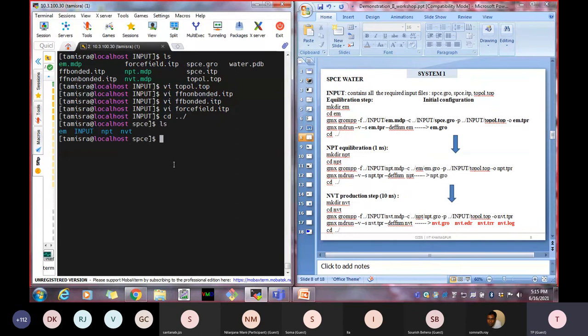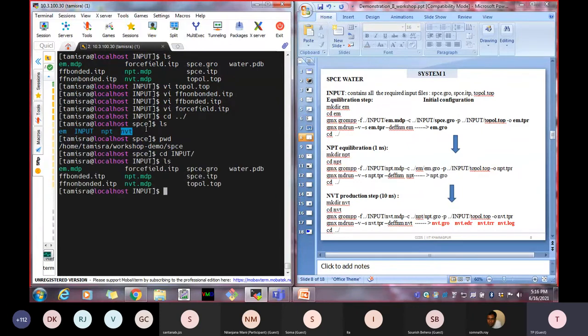So basically, in the SPC folder, you will find this. You will be provided these folders where you have the SPC and the input folder. You create the energy minimized, NPT and NPT folders. Here all the data are already pre-created. I will need those data afterwards for analyzing their trajectory. So let me first show you what the input folder actually contains.